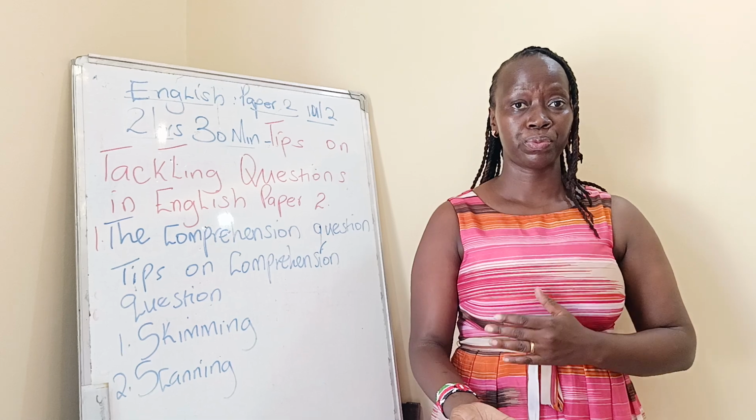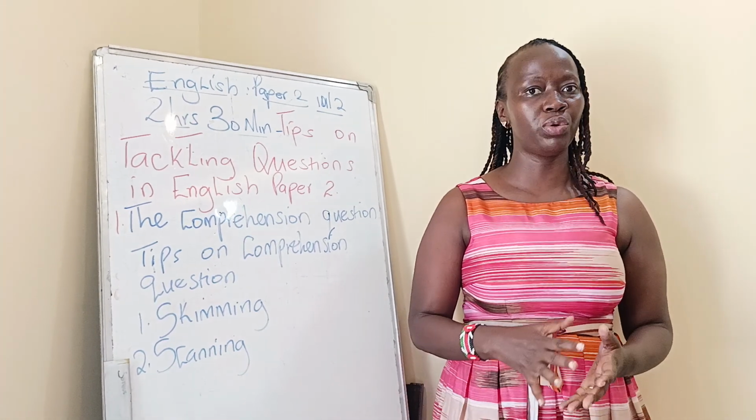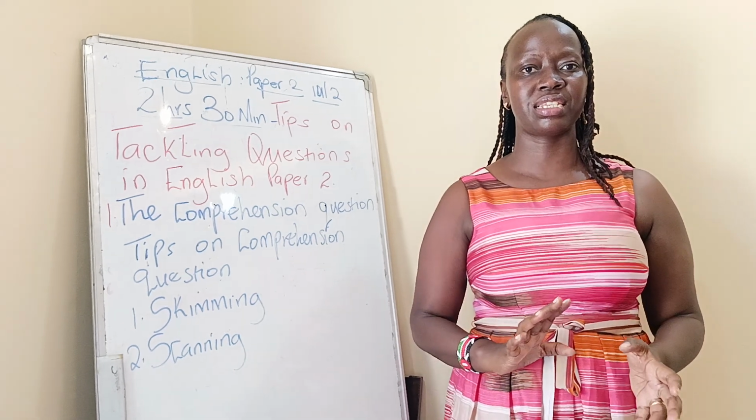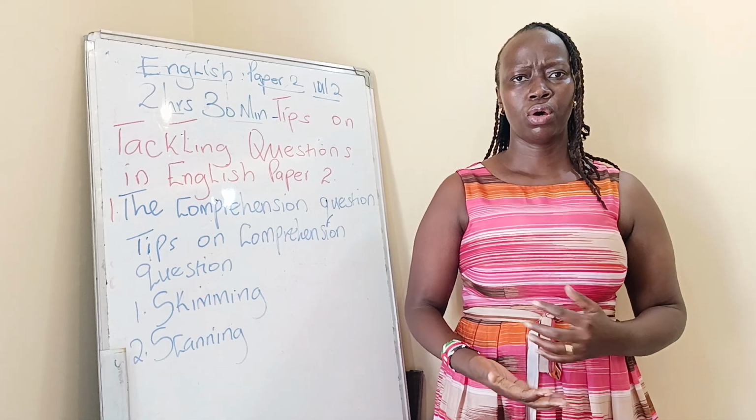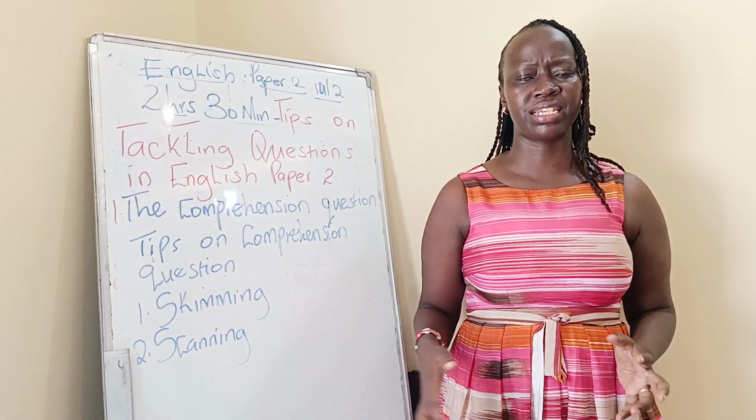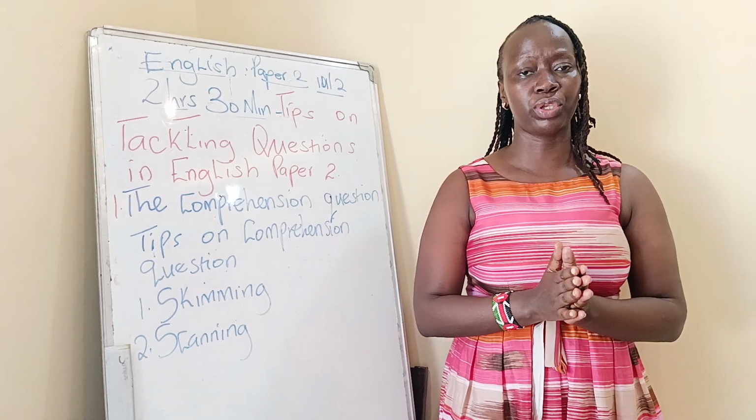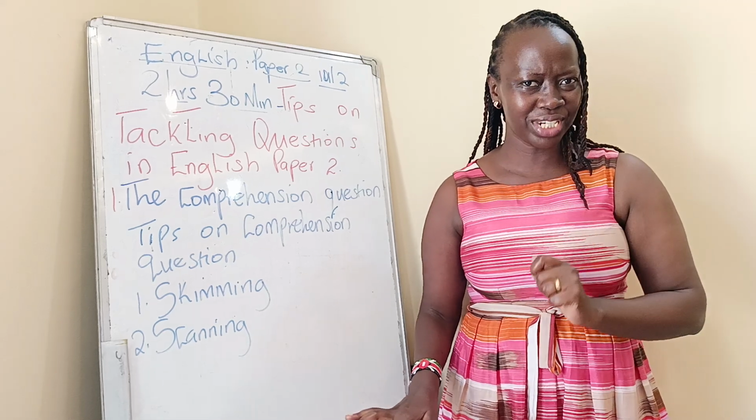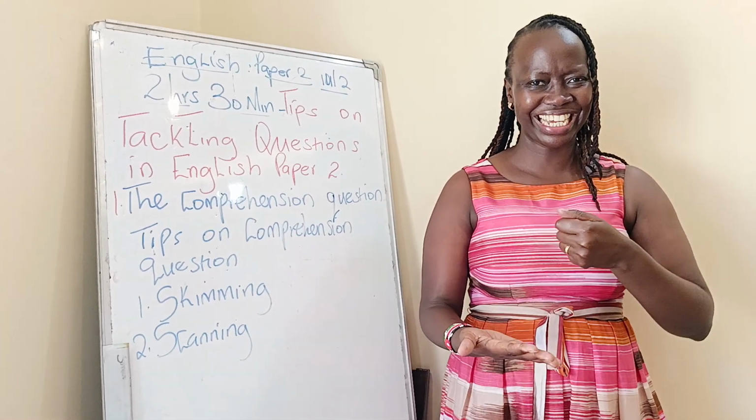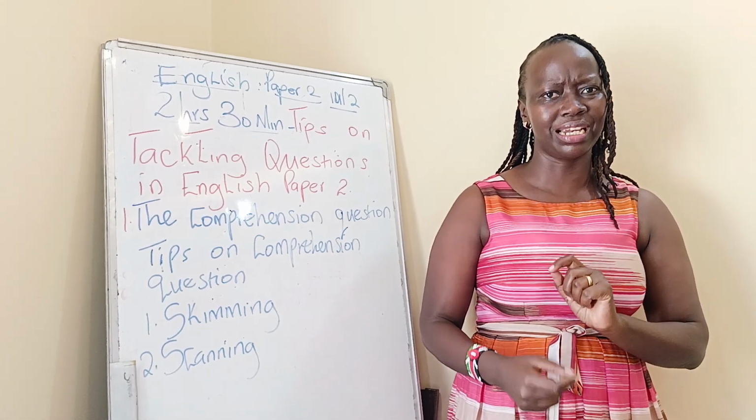Just looking through and reading through. You can have a tip of maybe looking at the first sentences and the last sentences, or just an overall look at everything that the examiner has talked about. Now, the next thing, where you will be more keen, is scanning. Have you ever encountered a scanner? Do you know what a scanner does? A scanner looks at something keenly.